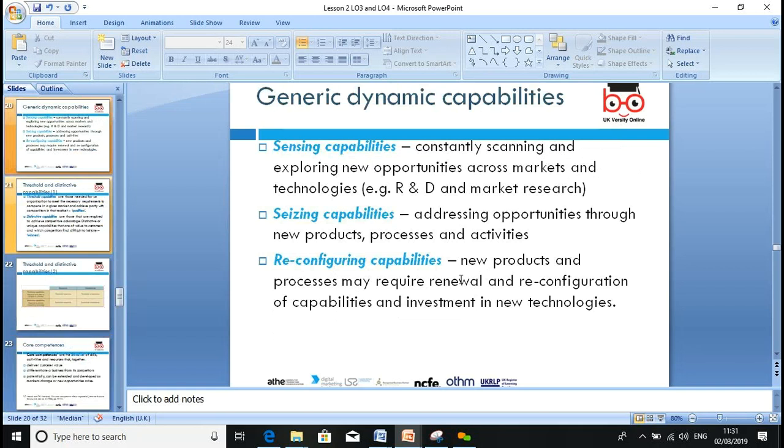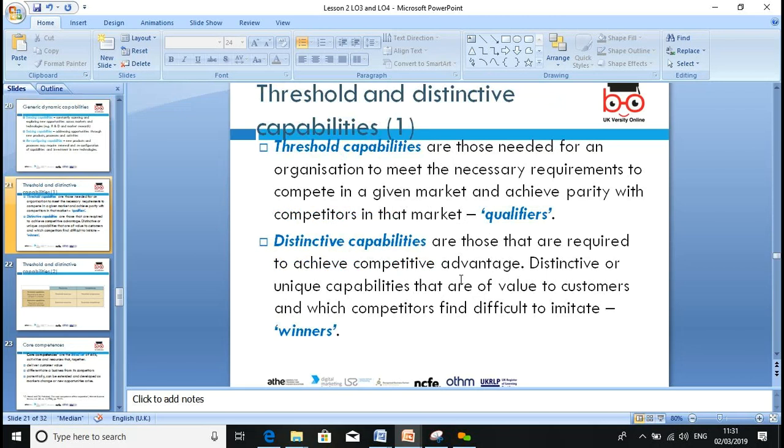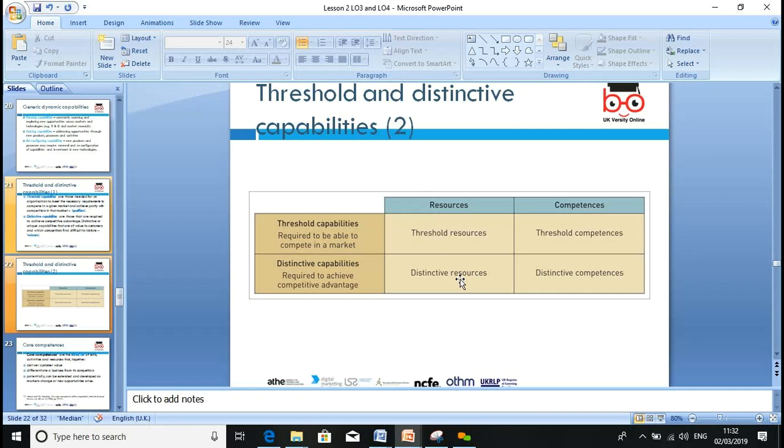Generic capabilities: sensing, where we are constantly scanning and exploring new opportunities across market and technology. We need to address the opportunities through new product processes if we want to implement effectively for sustainability in our organization, including reconfiguration of the capabilities, new product and new model. We need to look at the threshold capabilities, the minimum achievement we need so that we can at least sustain in our organization. When you do your assignment, you can discuss these as well. So threshold resources and threshold competencies are required. We need to look at how we can differentiate ourselves and compare with competitors.